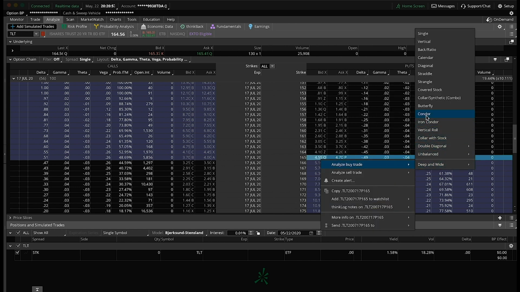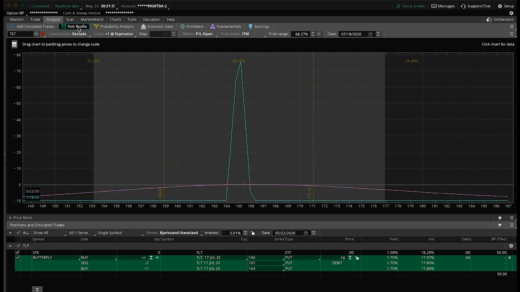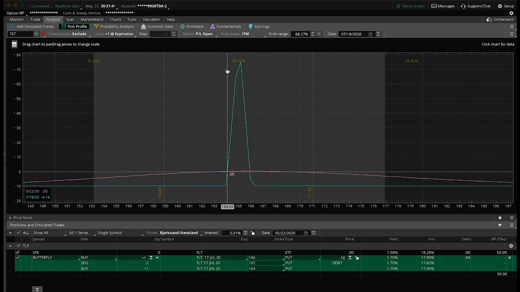So your software will be quite similar. You'll be able to select from a list here. Like I said, we can do this in a single transaction. We can just click butterfly, and it creates the trade for us down here. Now again, just a reminder, you can see we are selling 2 contracts right at the money at that 165 put. And then we are buying contracts on either side of that. And when we do that, it creates the put butterfly. This is the familiar shape right here.